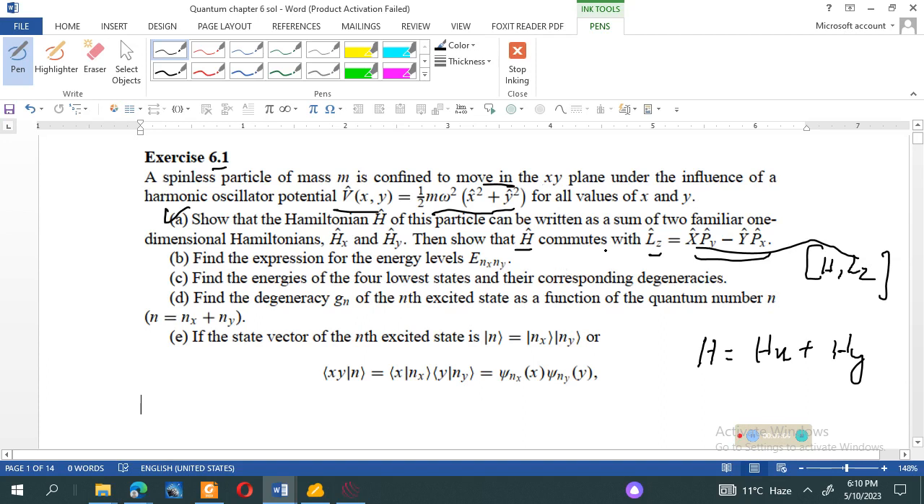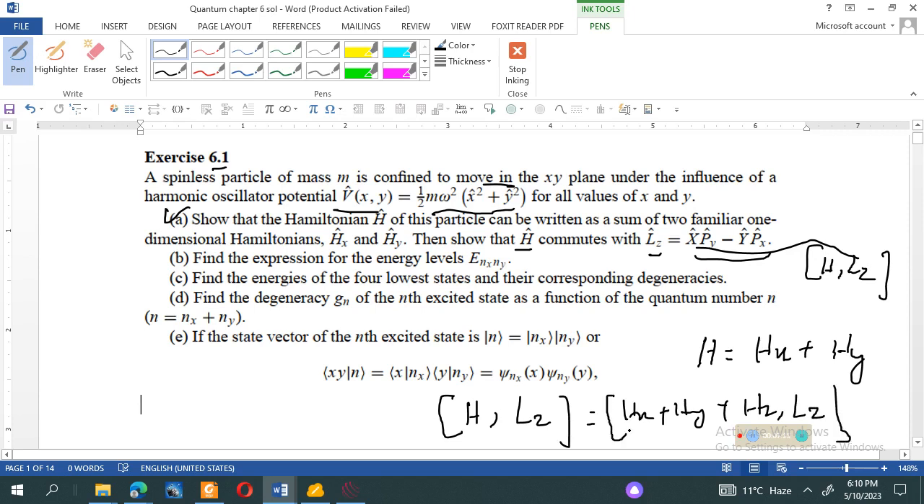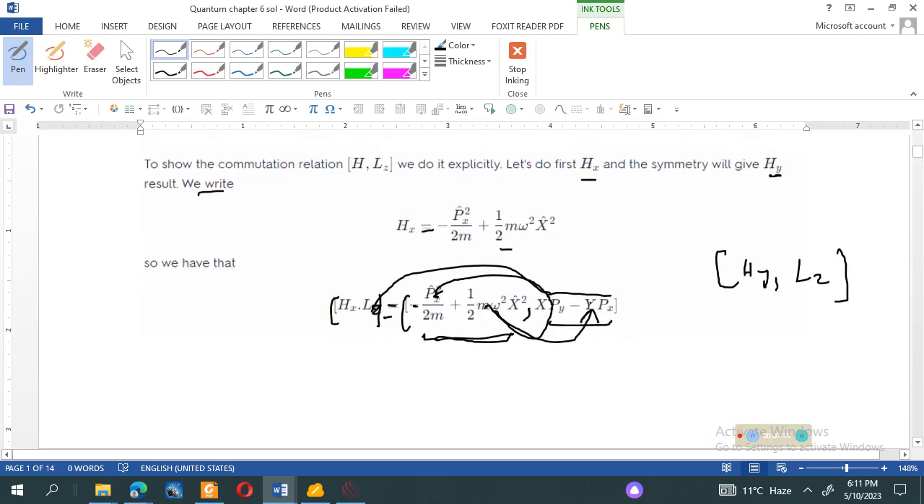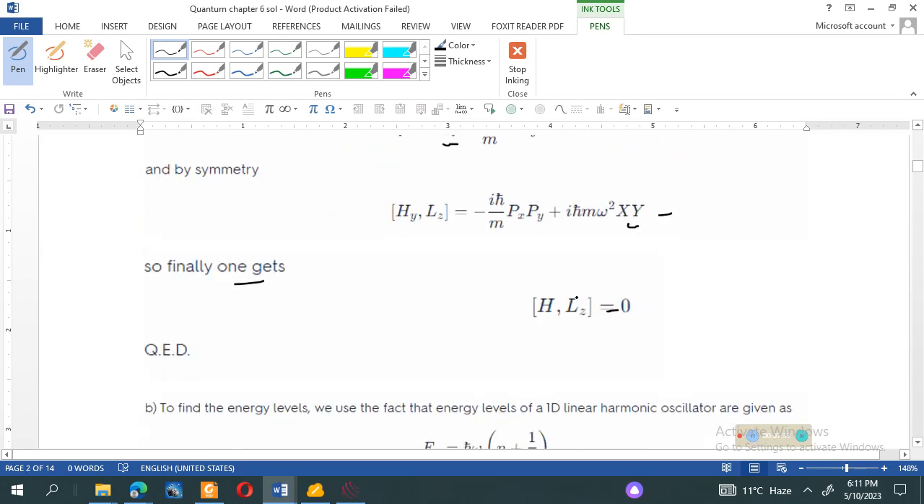H commutes with Lz, meaning finally we will write that H commutes with Lz, meaning we have to show that Hx plus Hy plus Hz and Lz, this commutation is equal to 0. Now first we find Hx commutation with Lz, then we find commutation Hy with Lz, then commutation Hz with Lz, then finally we will add these results. This will give us equal to 0.